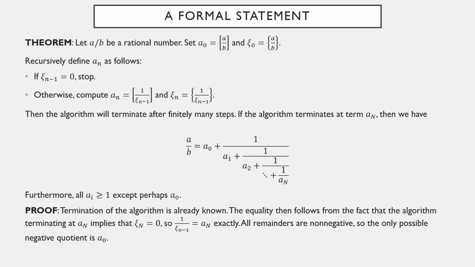The fact that all of the a_i's are bigger than or equal to 1 comes from computing these integer parts. So our remainders are always positive. If they're not 0, because the remainder was less than 1, then its reciprocal is larger than 1, meaning the integer part is also bigger than or equal to 1. The only exception is the number we started with, a over b, might have a negative integer part, a sub 0.